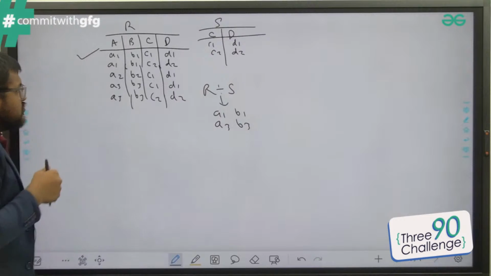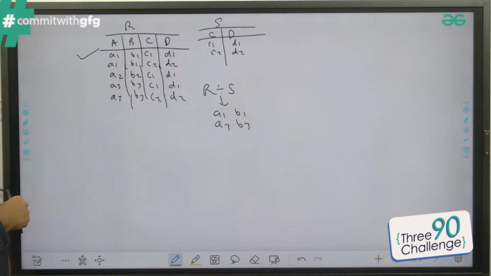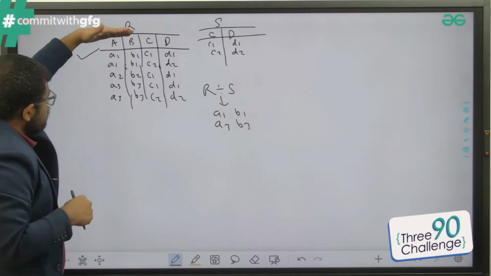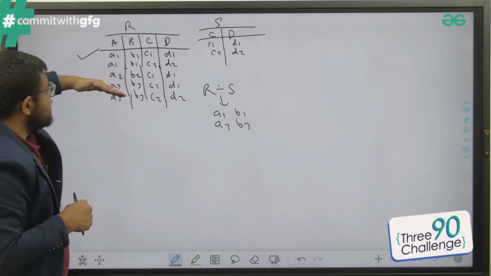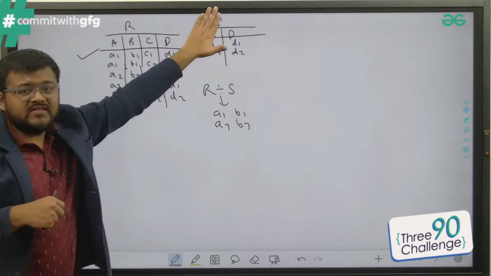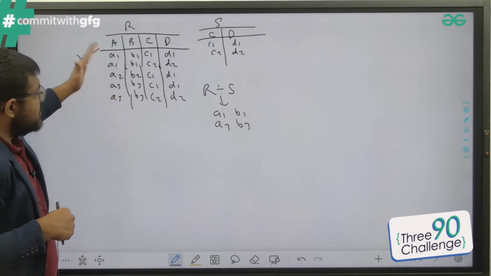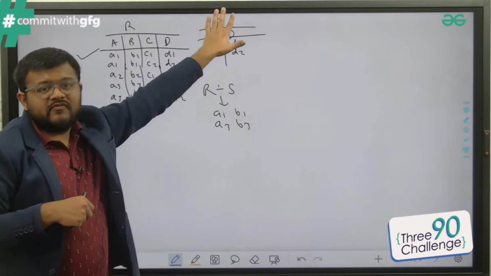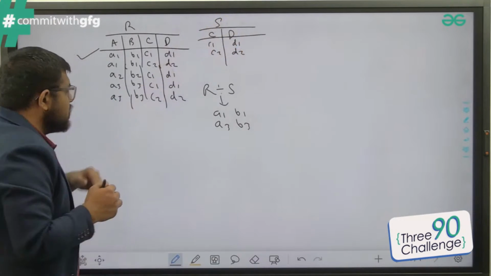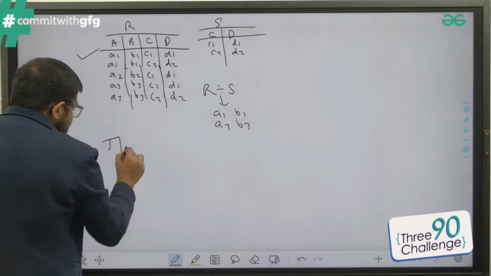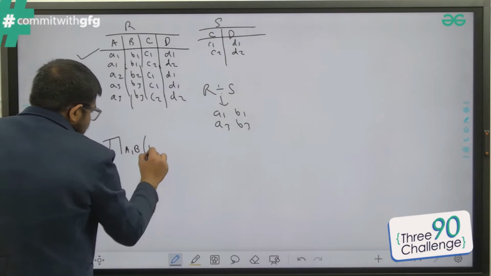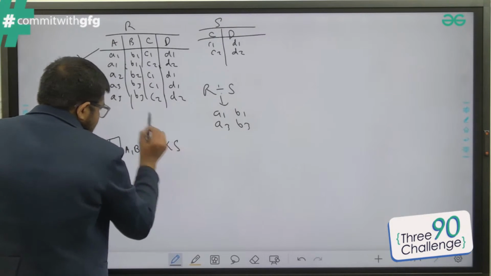So how can I get this? Let us assume that all values of AB present here are associated with each and every value of S. All values of AB present here are associated with each and every value present in S. So how can I get that? I can say pi A comma B of R cross product S.